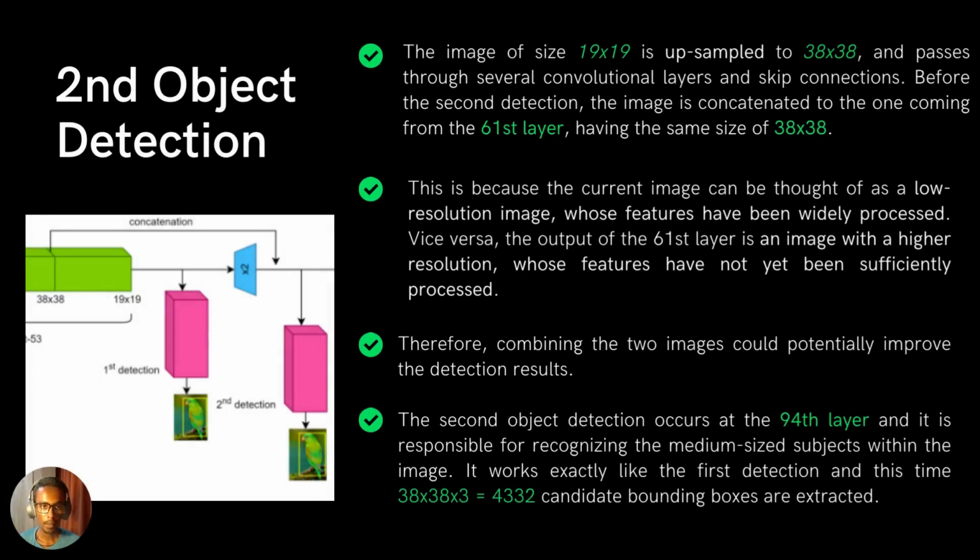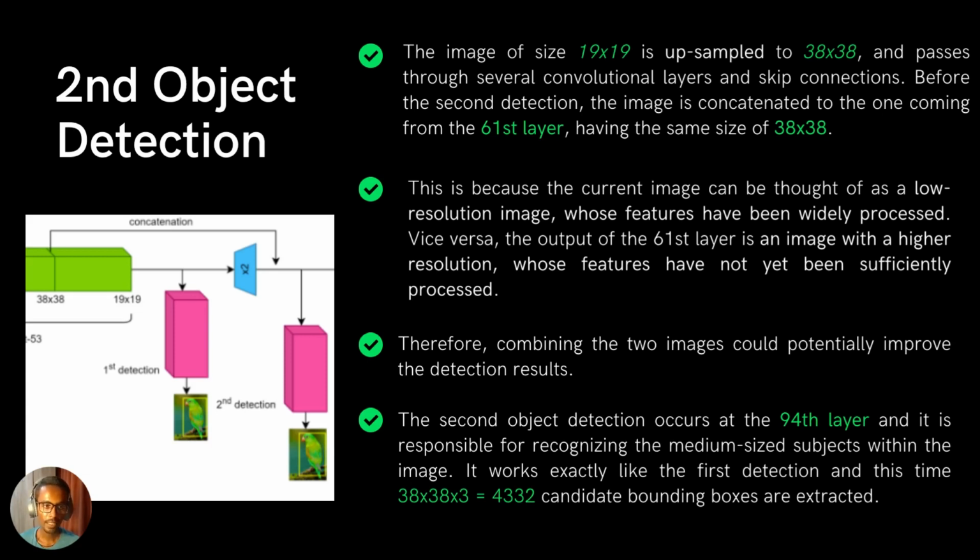Now, let's talk about the second object detection. Once we have detected the first object, the next step will be to compute the predictions for the second object. The image of size 19 by 19, the one that we computed from the first detection, is going to be upsampled, and its spatial dimension now is going to be 38 by 38, and it passes through several convolutional layers and skip connections.